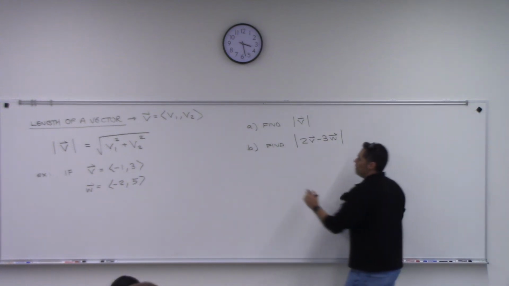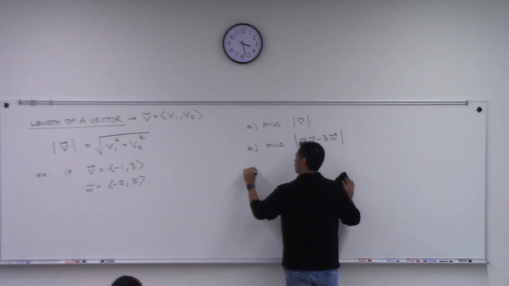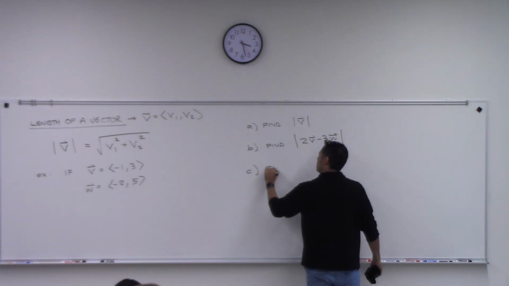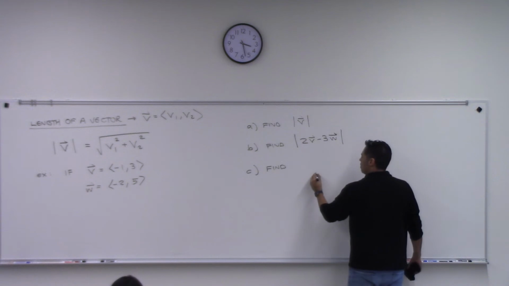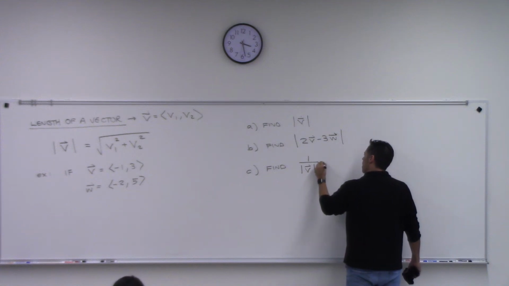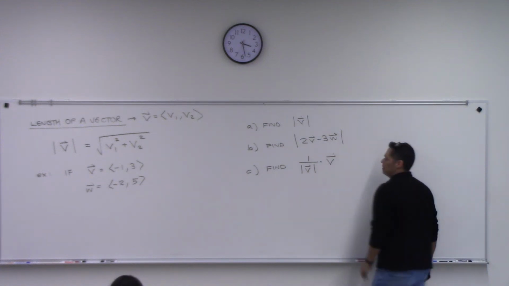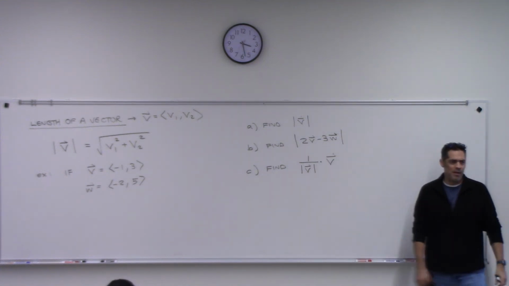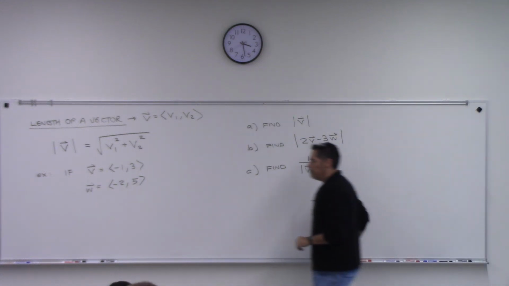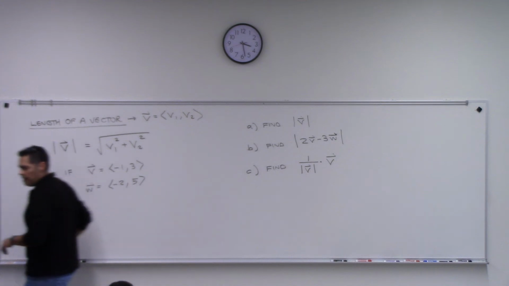And then finally, I want us to find what 1 over the magnitude of V is times the vector V. Now that looks weird. I'll explain it when we get to it. That's it. This will be our last 3 problems, and we're going to call it a day. All right?